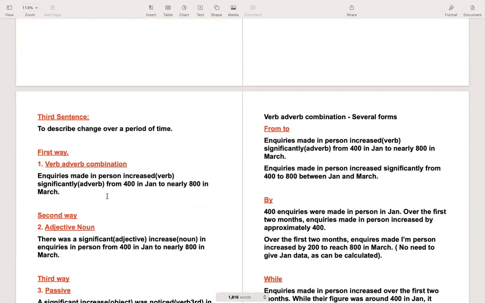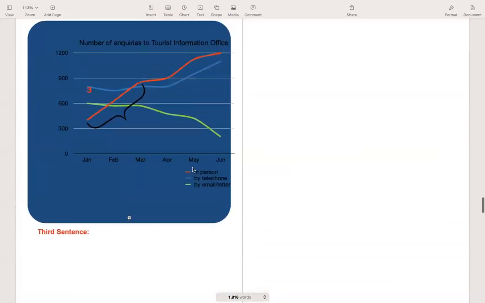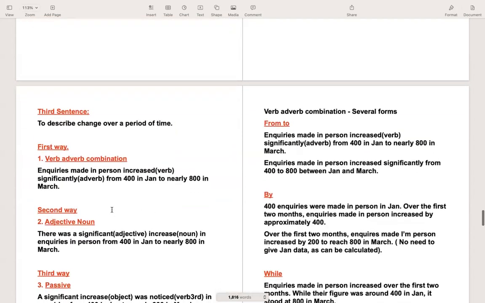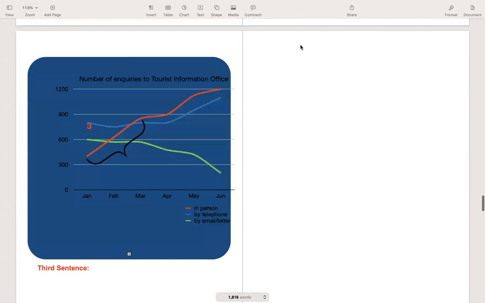There are three ways to make a sentence here. The first way, I call the verb-adverb combination. For example, my sentence starts with inquiries made in person. That's my subject. After that, I write the verb. The verb is increased. You look at it: the red line is inquiries in person. It increased. And how did it increase? You can write an adverb, like if it was a big increase or a small increase.